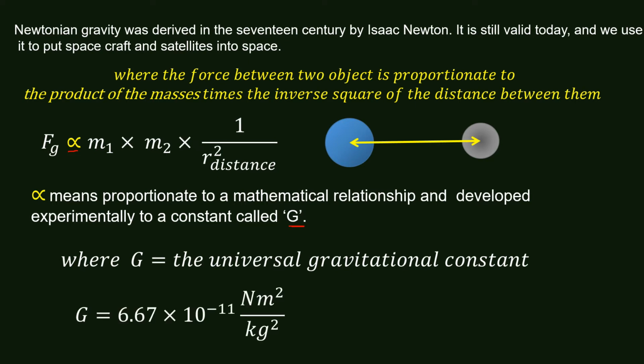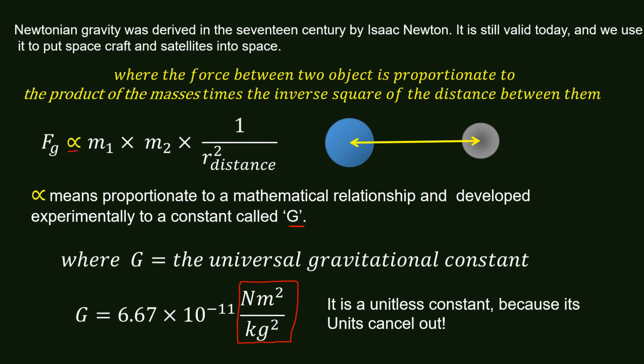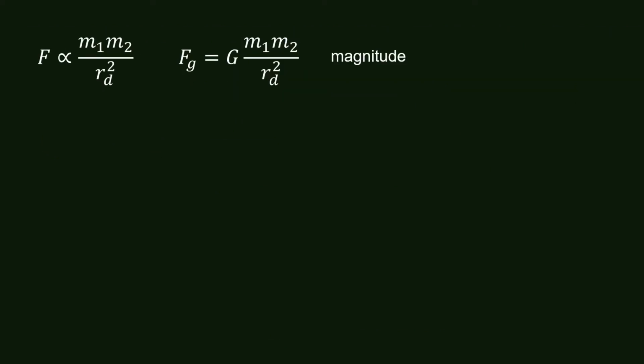Okay, and the constant is equal to 6.67 times 10 to the negative 11th. These are the units. They're just there so they cancel out because this is a constant. Okay, so let's go ahead and now place the G into the equation. And this is magnitude. Of course, force is a vector, and so is r.